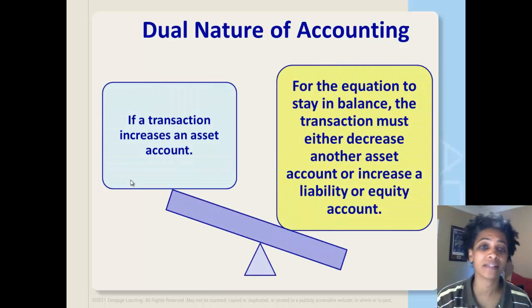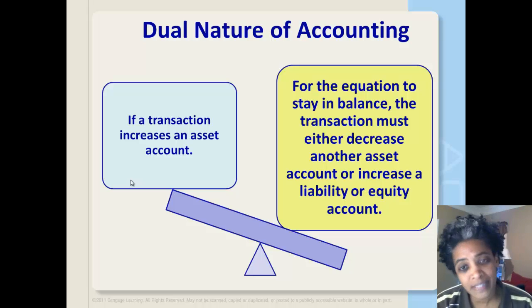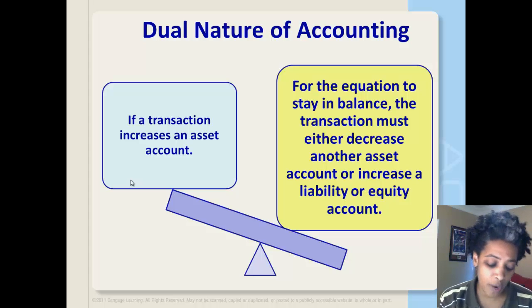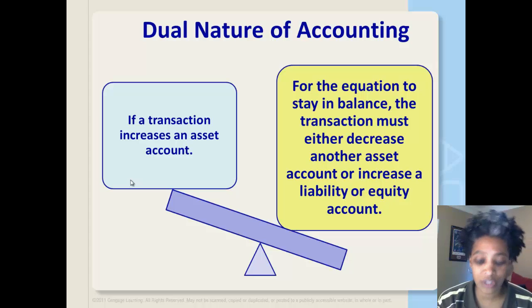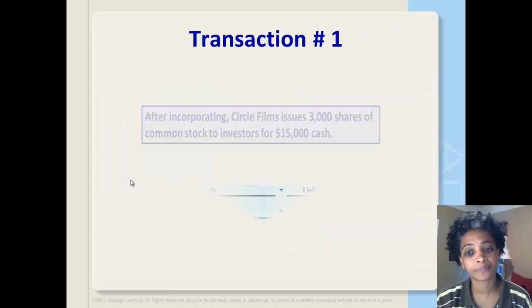So what that creates then is this dual nature of accounting. Since every accounting transaction has to affect at least two accounts, that gives us this dual nature. And that's what this requirement is called. So if a transaction increases an asset account, for the accounting equation, assets equals liabilities plus equity, for that equation to stay in balance, the transaction must either decrease another asset account, so everything is happening on the left side of the balance sheet, or it increases a liability or equity account.